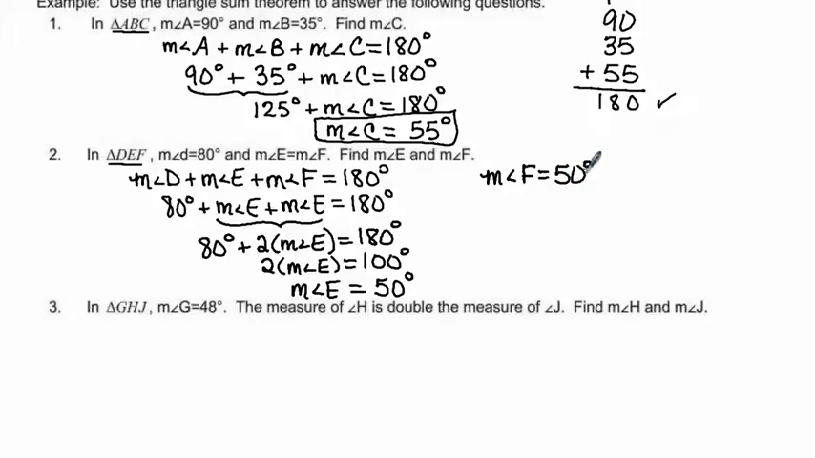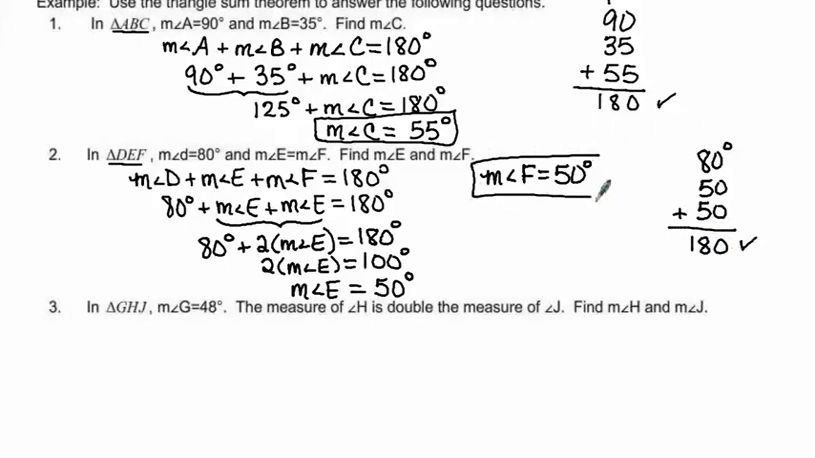Okay, so a quick check to see if we're right. D we were given as 80 degrees. E and F were both 50. So adding those together, we get 180. So that works out just fine, and that tells us our answer is correct.